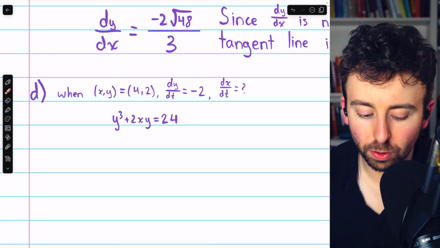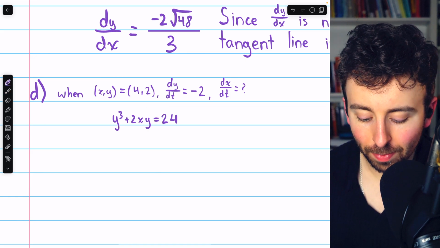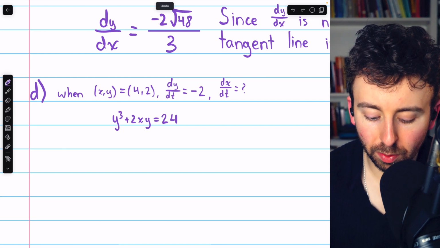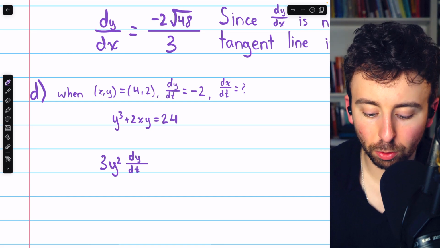Here is the equation of the curve. Let's go ahead and take the derivative on the left side and on the right side. On the left, we would have the derivative of y cubed, so that's 3y squared. And then don't forget the chain rule. We have to multiply also by dy dt. Y is changing with respect to time.